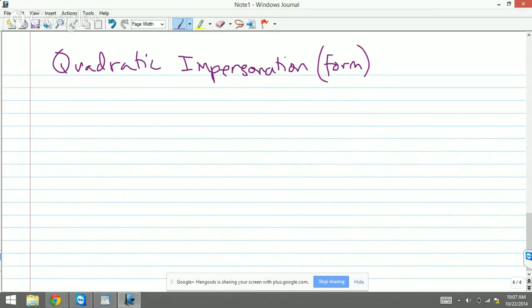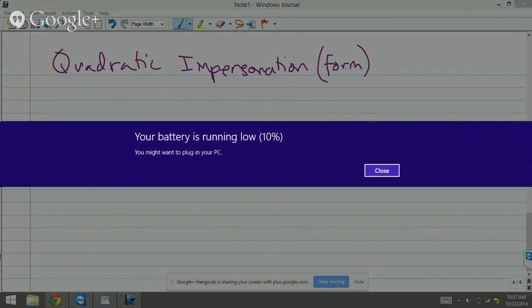The next couple of things are quadratics. I call it quadratic impersonation. Everybody else formally calls it quadratic form, but we're just basically using quadratic techniques to solve these. Factoring and the quadratic formula are the two big ones.